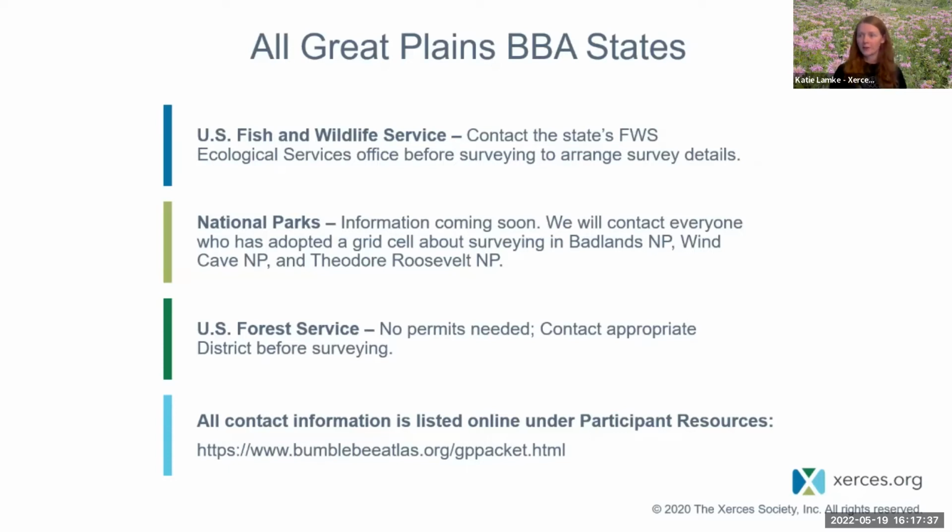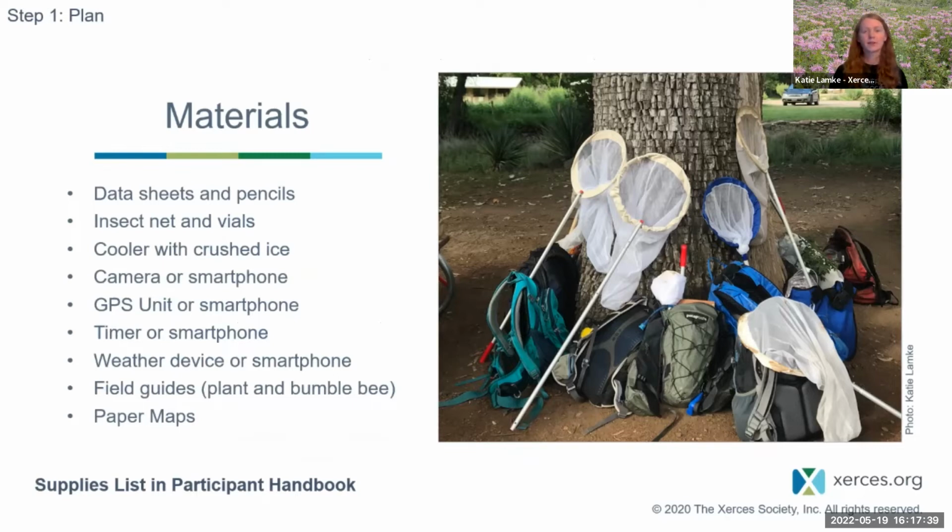Okay, so materials that you want to bring with you into the field. Obviously, your data sheets and a writing utensil, your insect net and vials, a cooler with crushed ice. So again, we're chilling the bees, which you're going to learn in the upcoming video, to mobilize them to take photos with. And we find that crushed ice usually works best for this. So when you're heading out to do your survey, pick up some ice on the way out to your site. You also want to bring a camera to photograph the bees. Usually a digital camera that has a macro setting works best.